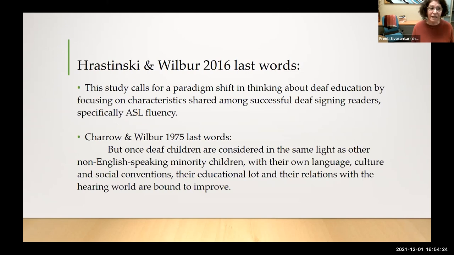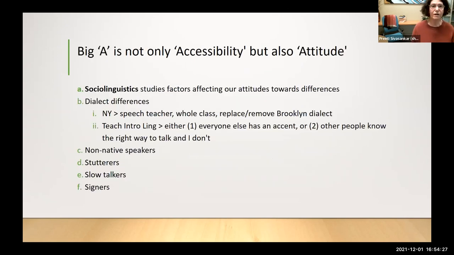I don't want to be totally negative on this, so I will just sum up here with the idea that big A here is not just accessibility, but also attitude. So we have lots of negative attitudes towards dialects and non-native speakers and stutterers and slow talkers and signers. I think this is where the DEI comes in, because I think everything else with DEI is also attitude. Disability, accessibility, DEI, add the attitude on top of that.